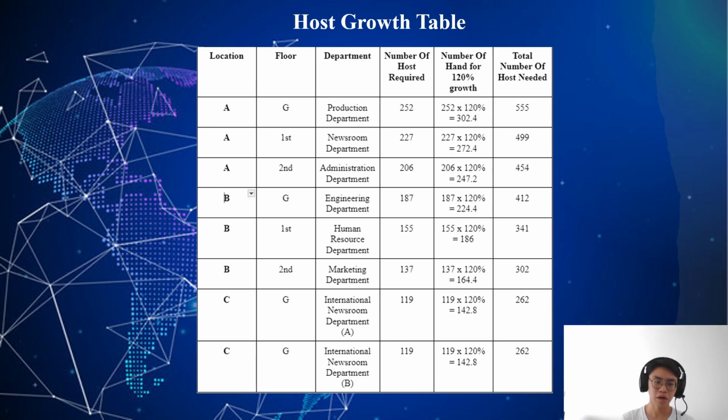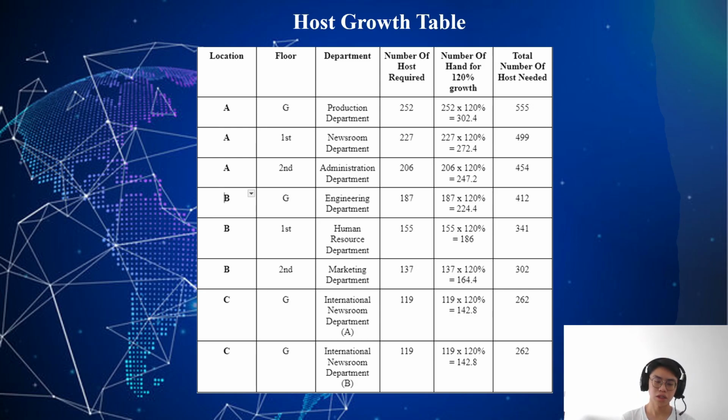About location B, the ground floor is the engineering department. The number of hosts required is 187, times 1.2 equals 224.4, and plus together is 412. The first floor is the human resource department, 155 times 1.2 equals 186, and plus together equals 341. The second is the marketing department, 137 times 1.2 equals 164.4, plus together is 302.